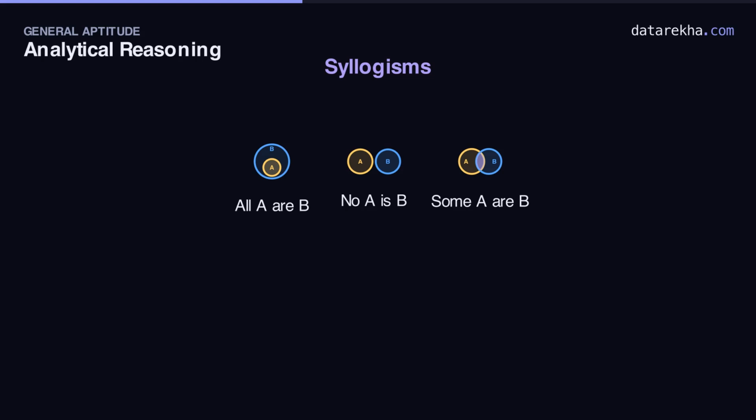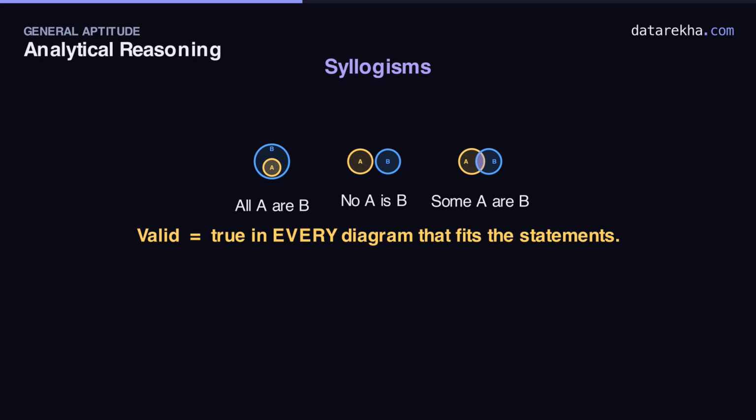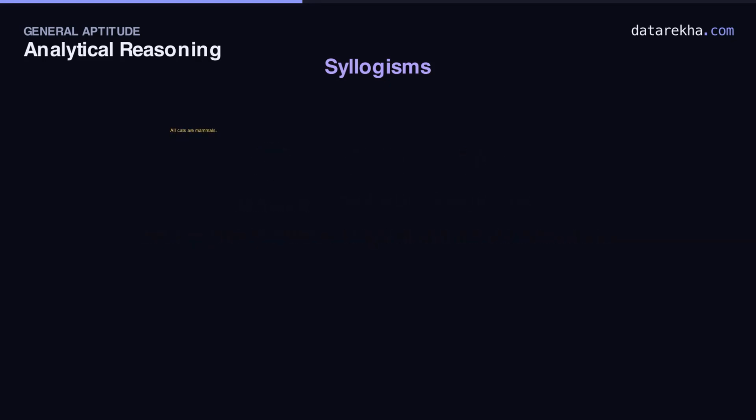Careful. Some means at least one, not some but not all. That misread is the classic trap. The rule for validity is strict. A conclusion holds only if it is true in every diagram that obeys the statements. Draw even one legal picture where it fails, and it is not forced. Let's test a real one.